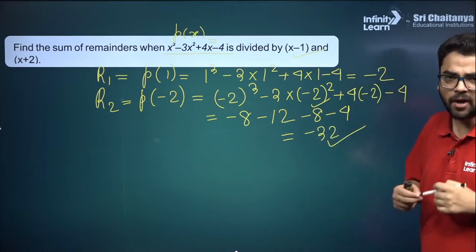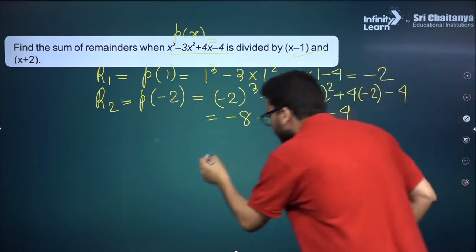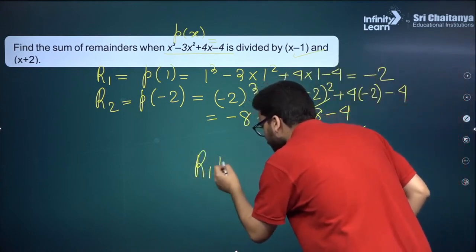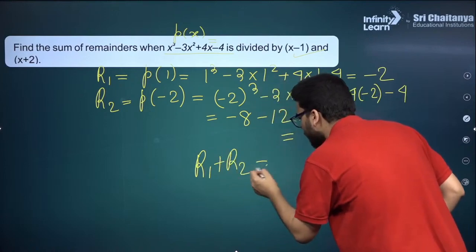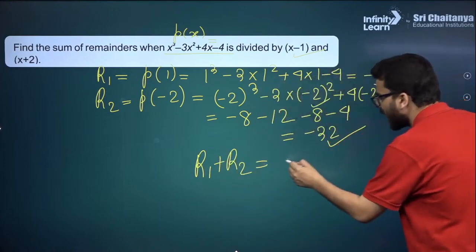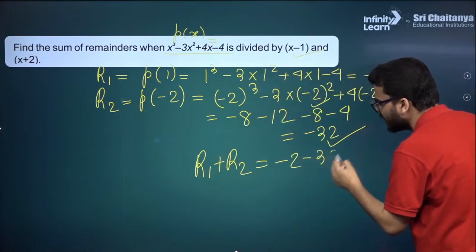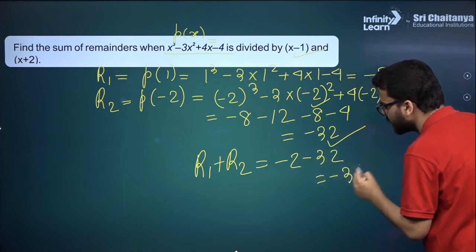Is it clear? Now we have to find the sum of these two remainders. That is being asked in the question. So r1 plus r2 we have to find. So r1 over here is minus 2 and r2 over here is minus 32. So we are getting over here minus 34.